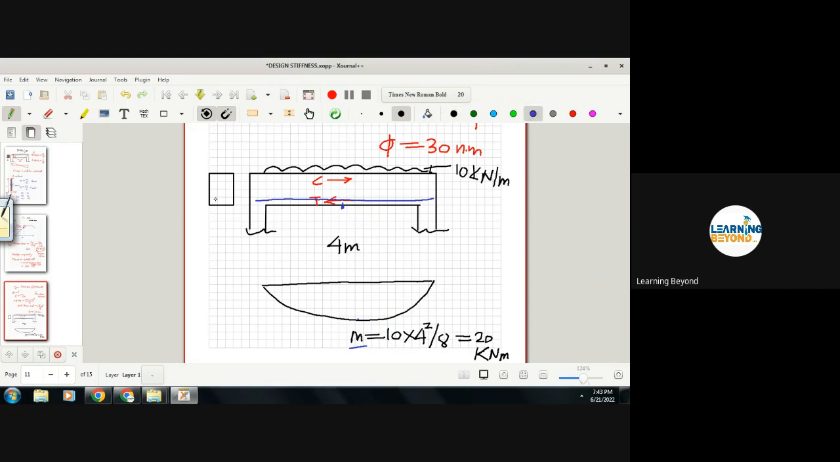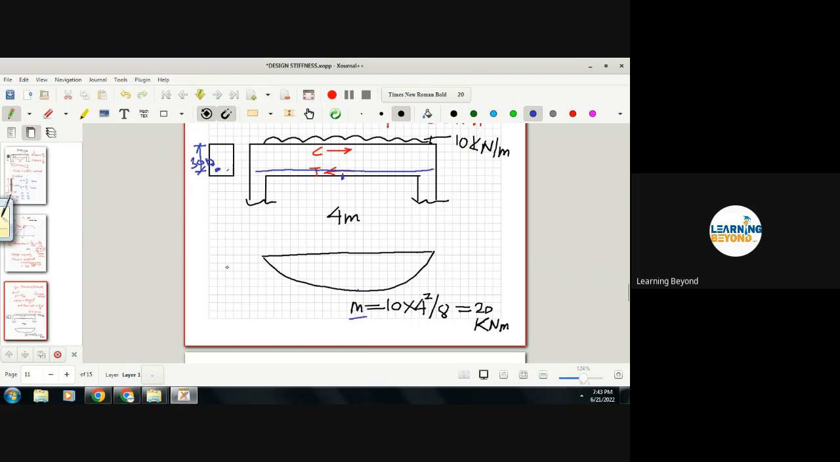I'll discuss the truss analogy method actually, which is very simple. So here we are going to put bars. I don't know how many bars will come here. And let's say this distance is 300, from the top face till the bar center.